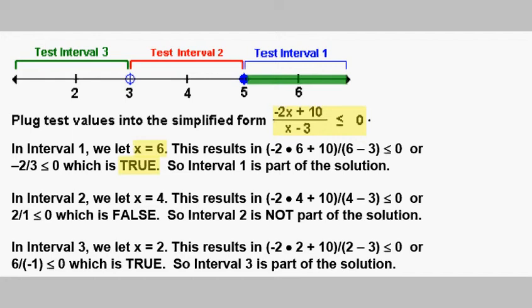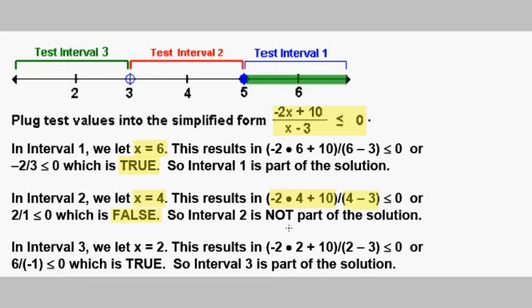Now, in interval 2, we need to pick a test value that's in between 3 and 5. Well, 4 is the logical choice. We could pick 3.5 or 4.5, but 4 is a whole lot easier. We plug it into the inequality. We get -2 times 4 + 10 in the numerator, which is positive 2, over 4 - 3 in the denominator, positive 1. So we get positive 2 divided by positive 1, less than or equal to 0. Well, that's false, because 2 over 1 is not less than 0. So interval 2 is not part of the solution, so we don't shade it.